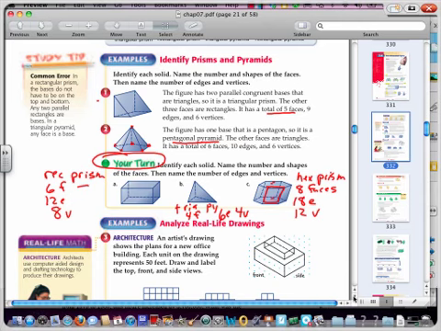Okay, so that one was a little bit tricky. You had to really think about that just a little bit. See if you got that right. So hopefully you understand now what we're talking about here, and you're ready to go on and do the assignment for this section.